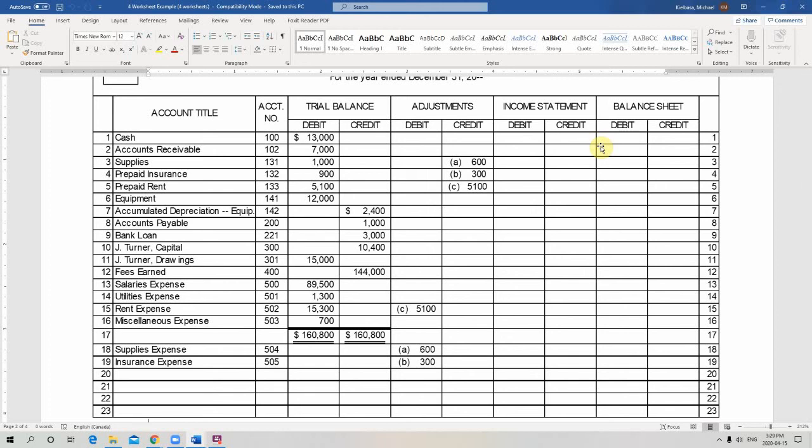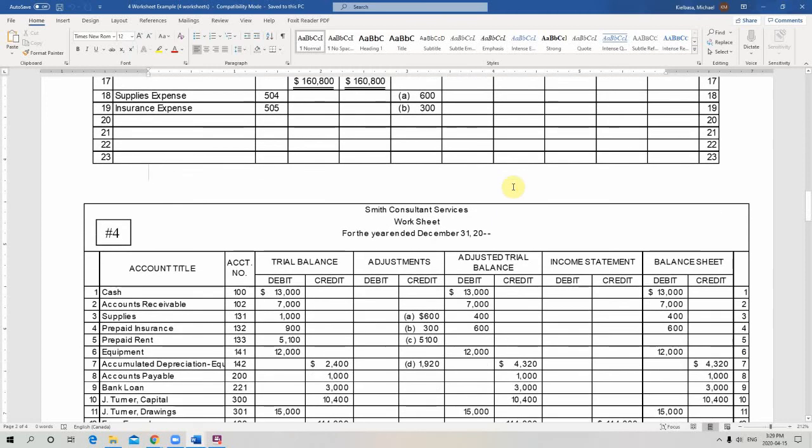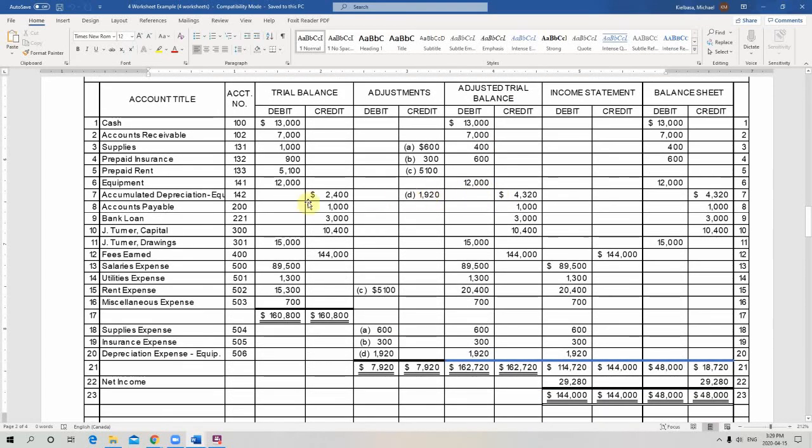$9,600 times 20% is 1,920. So if I check my fourth worksheet, you'll notice that I'm going to have to add depreciation expense at the bottom for 1,920 and credit accumulated depreciation for the same amount. Okay, so now once we have all these adjustments done, then we're going to total them up.